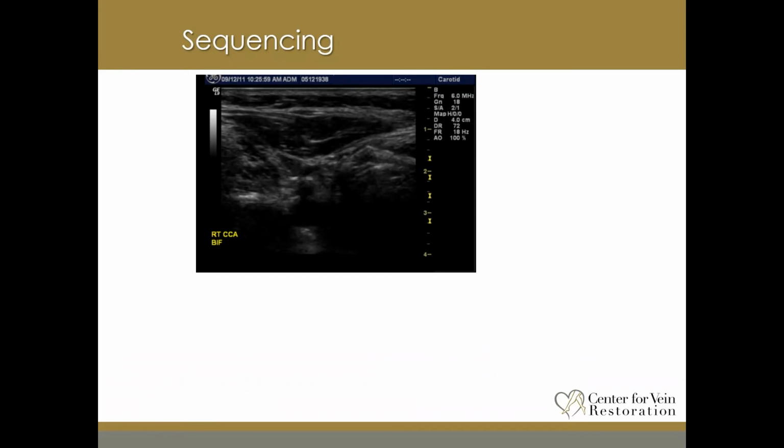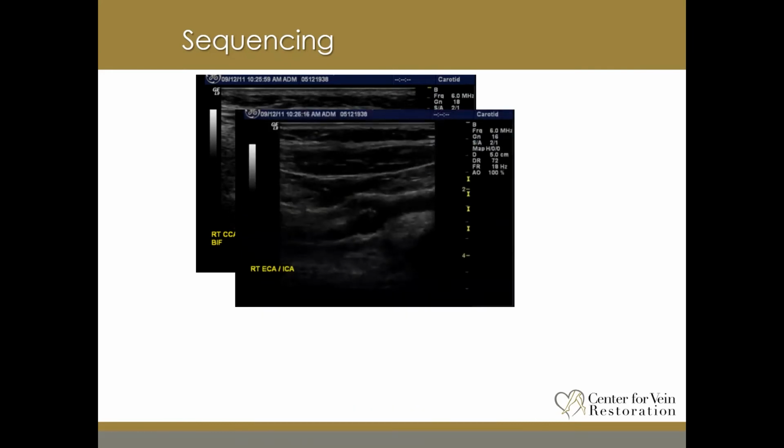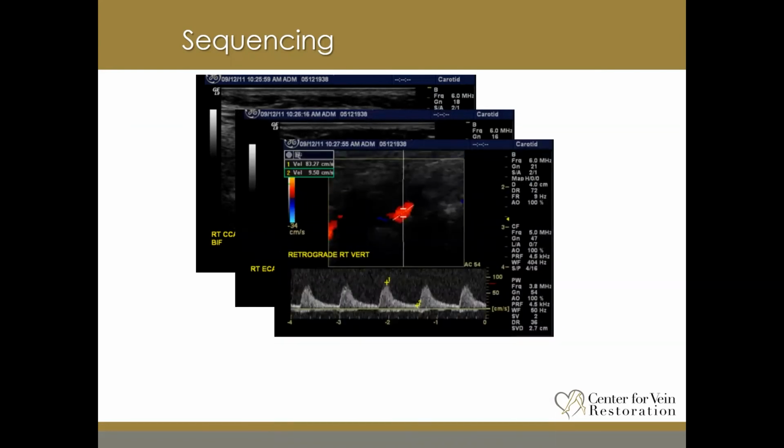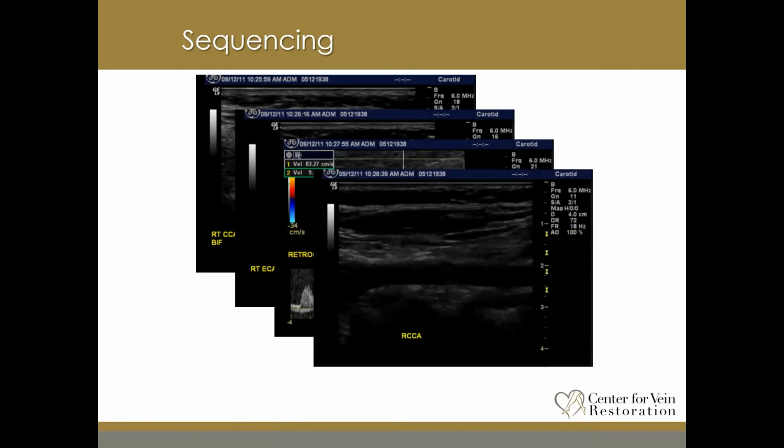Jumping around can make it particularly difficult to identify what's happening, and very difficult for the person having to review the exam when trying to read the study and know what was captured and what may not have been captured. So again, this is just representative of sequencing and not jumping around when doing an ultrasound exam.